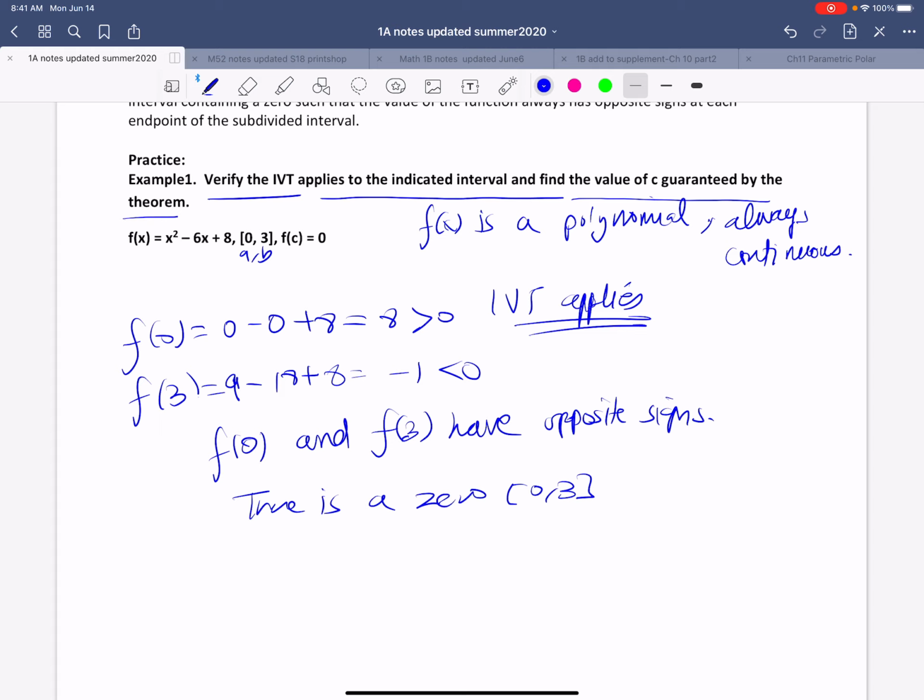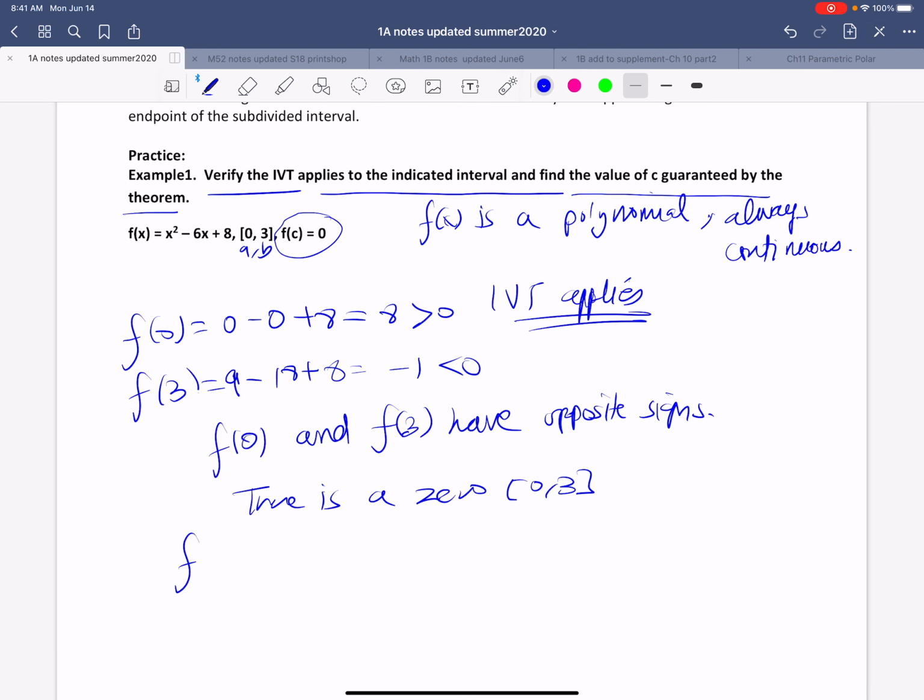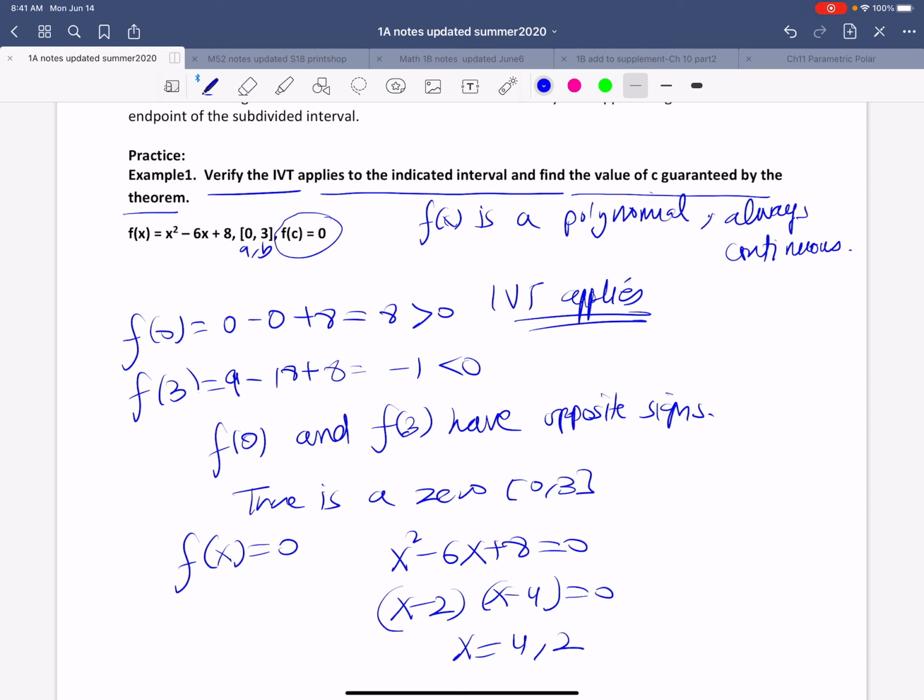Okay, so we are also required to find that point c, where f(c) is 0. So let's go ahead and solve it. Plug in f(x) equal to 0. That gives me x squared minus 6x plus 8 equal to 0. Factors are (x minus 2)(x minus 4), so x equals 4 and 2. Now, which of these is in the interval that we were talking about? x equals 2, so c would be 2. The c value is 2. 2 lies between the interval 0 to 3.